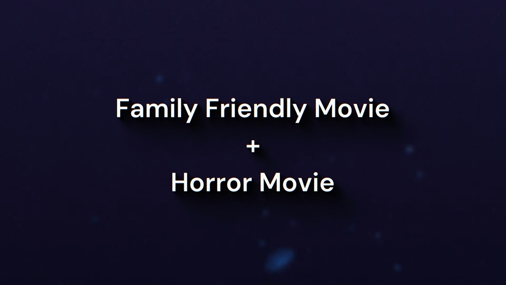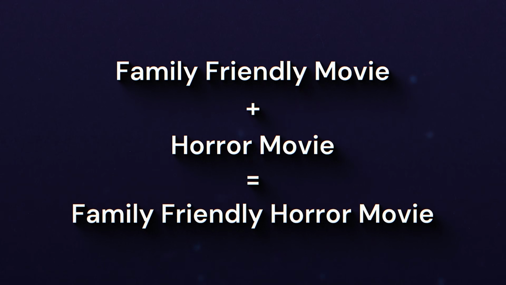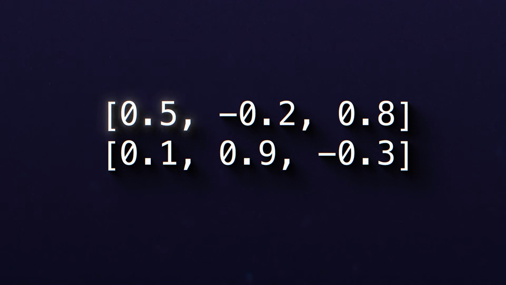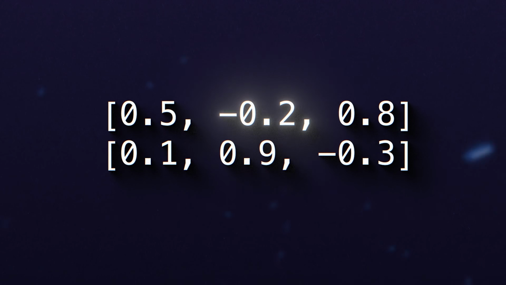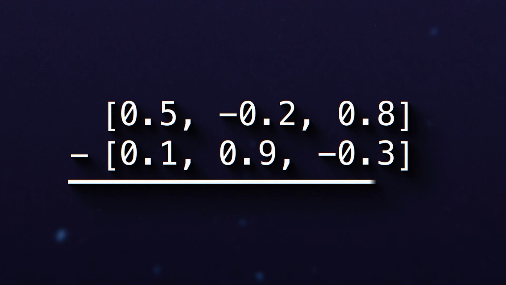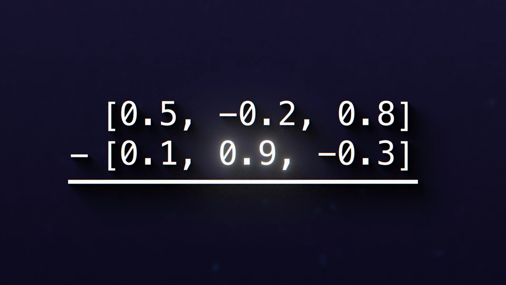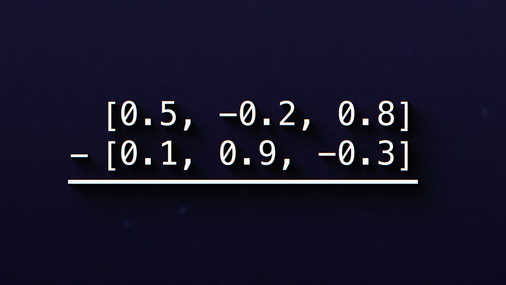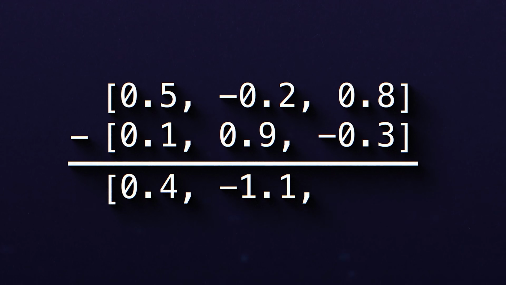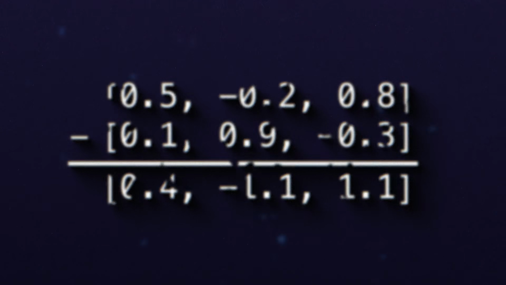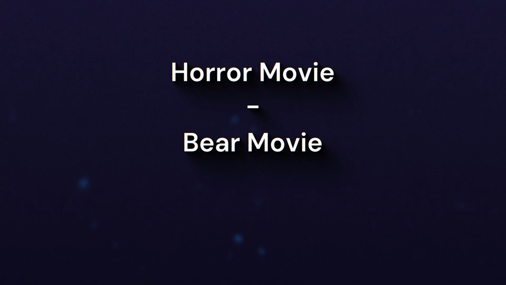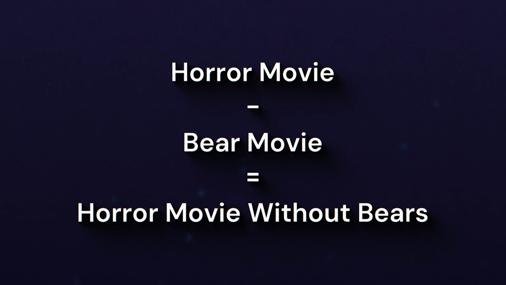For example, a vector for family-friendly movie plus a vector for horror movie will give us something like a family-friendly horror movie. Vector subtraction removes concepts. It's like saying, I want this, but not that. So take 0.5, negative 0.2, 0.8 minus 0.1, 0.9, negative 0.3, and you get 0.4, negative 1.1, 1.1. For example, horror movie minus bear movie will give us a vector representing something like a horror movie without bears.